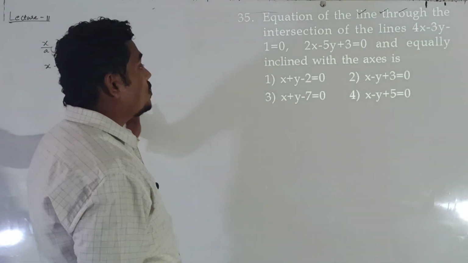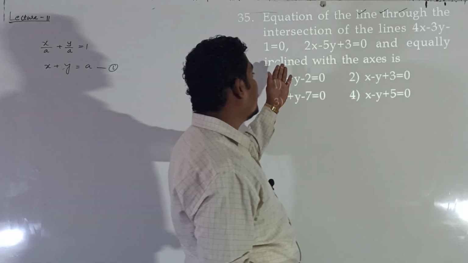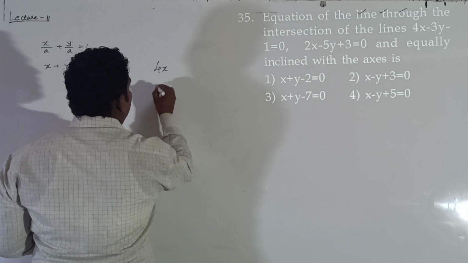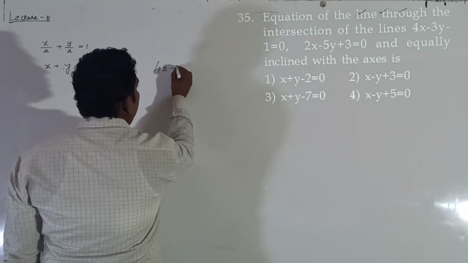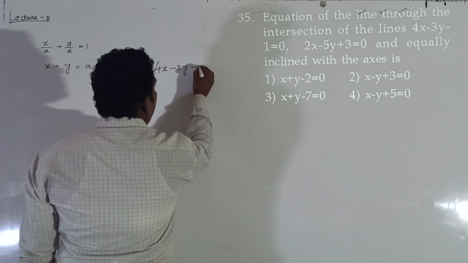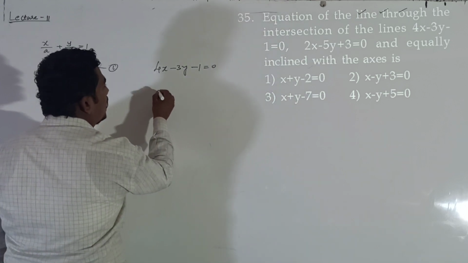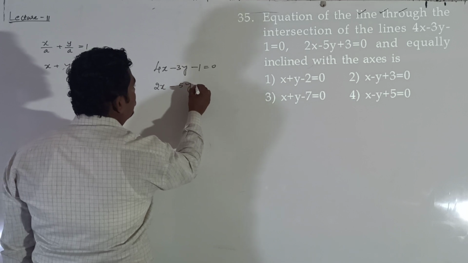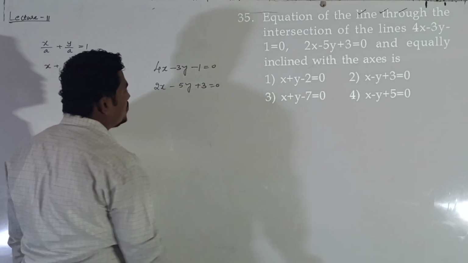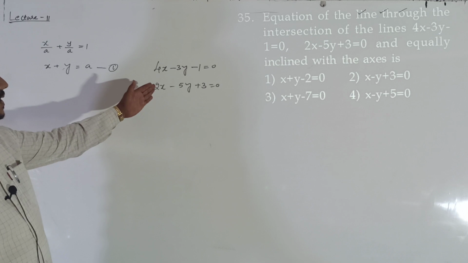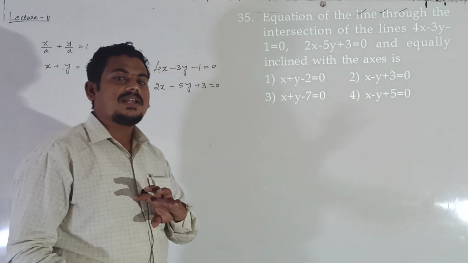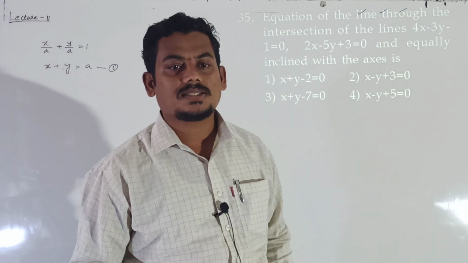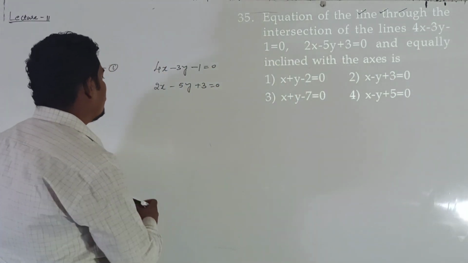And this line passes through which point? It passes through the intersection of 4x minus 3y minus 1 equal to 0 and 2x minus 5y plus 3 is equal to 0. Just solve these two equations. How to find the point of intersection? Just by solving the given two equations, just by the cross multiplication method.